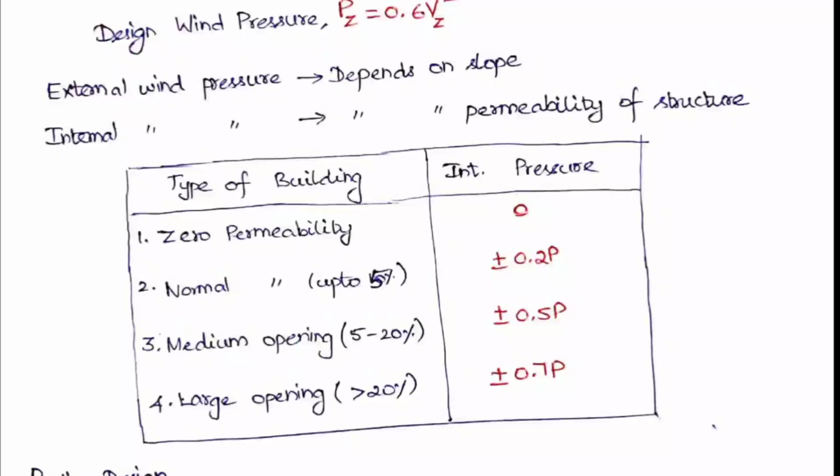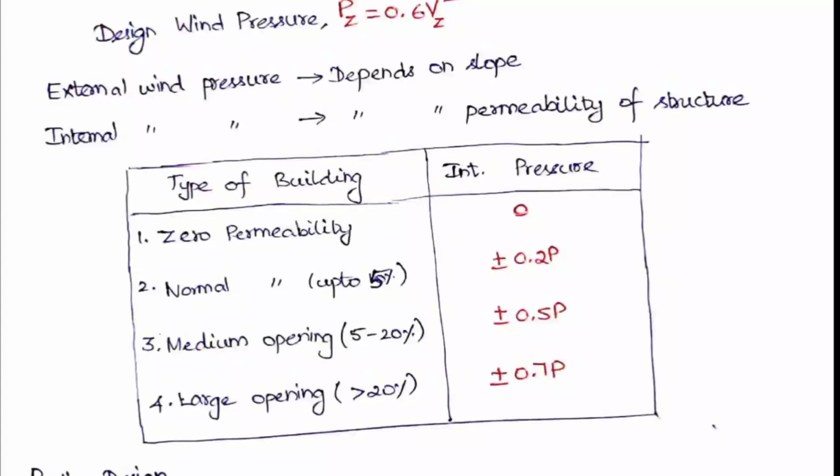Okay, so all these are based on the type of material they are using as a covering. First, the external wind pressure depends on slope. Slope means the angle, which ranges from 0 to 90 degrees, and based on those angles the values are given. That tabular column is not necessary because it's huge. If you want to know, you can just refer to the code book.